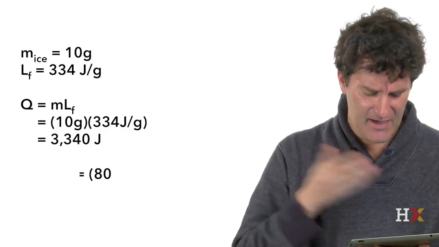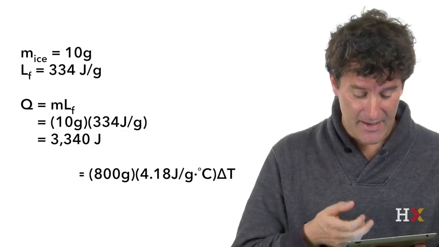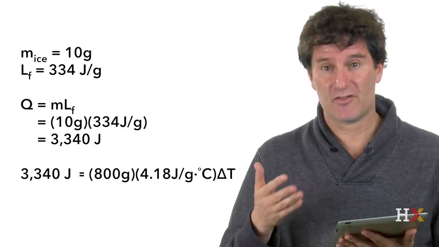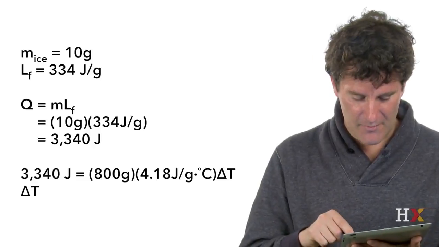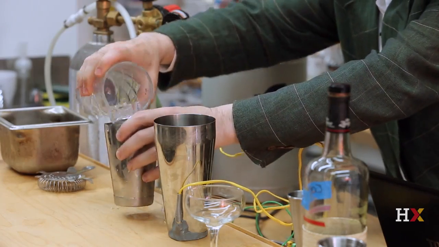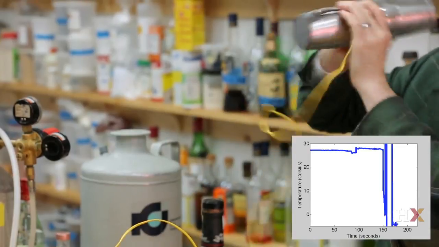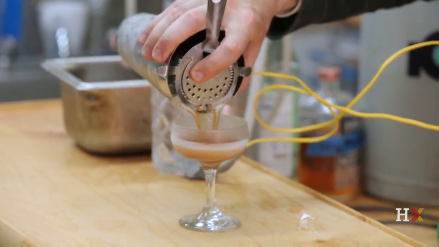If we then take 800 grams times Cp, which is the specific heat of water, times delta T, and we set that equal to 3,340 joules, then what we find is that the temperature of 800 grams of water has dropped by about 1 degree Celsius. If I'd used 100 grams of ice, then it would have dropped it by about 10 degrees Celsius. That's starting to get significant. And this starts to explain to you why, if you just dump a lot of ice in your water, it really can cool it. The cooling power is really quite enormous.